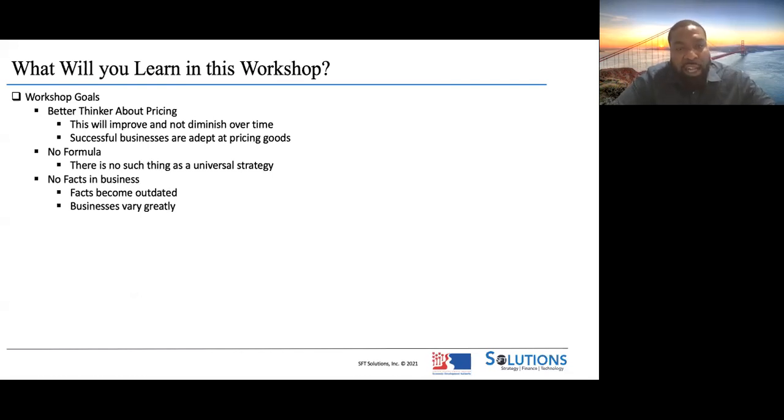At the end of this workshop, I hope that everyone leaves as a better thinker about pricing, right? There's no formula that's going to fit all the different businesses that we have represented here. We have someone with a shoe store, someone with a health food store, someone with a landscaping business. There's not going to be one pricing formula that you're going to be able to use. But what I do hope to teach you is how to think about strategically pricing your products. So hopefully that's a skill that you can pick up and I can help you hone. And that's a skill that's going to get better over time as you use it.